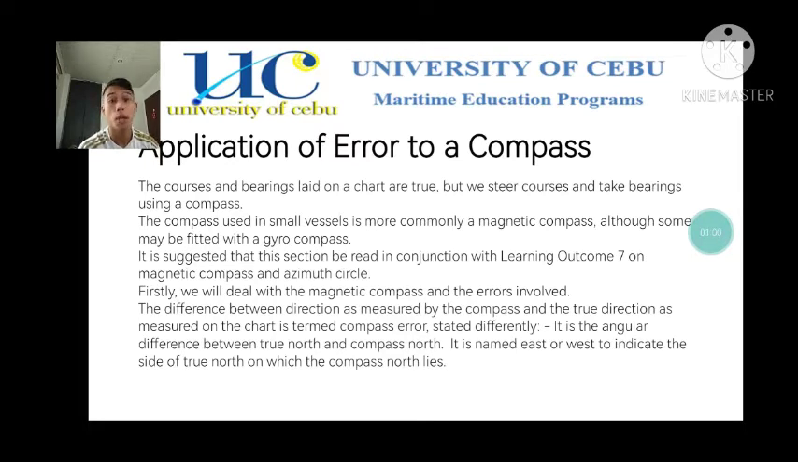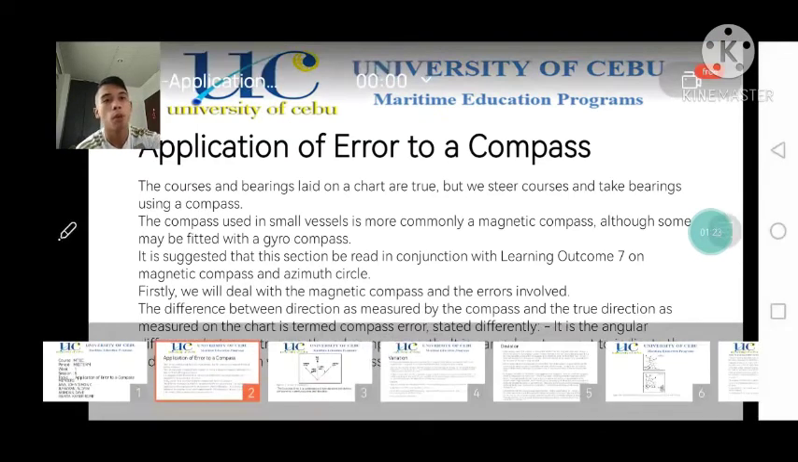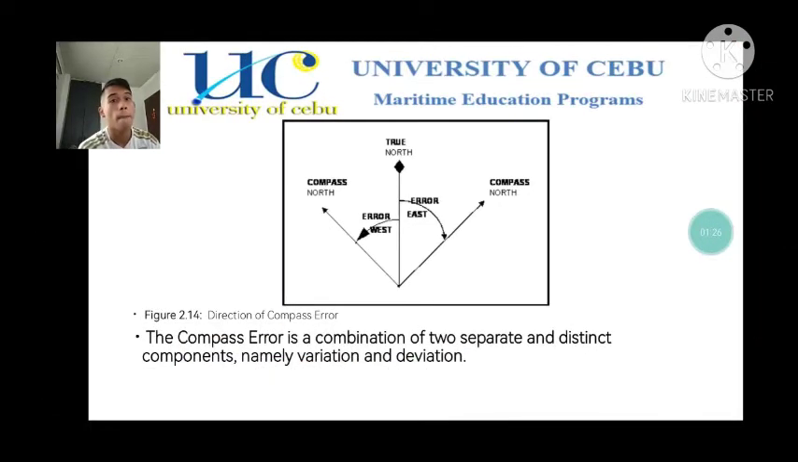The difference between direction as measured by a compass and the true direction as measured on a chart is termed compass error. Stated differently, it is the angular difference between true north and compass north. It is named east or west to indicate the side of true north on which the compass north lies. The next slide illustrates the direction of compass error. As you can see in the illustration, the compass error is a combination of two separate and distinct components, namely variation and deviation.